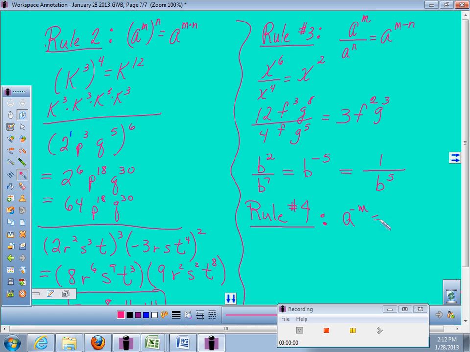Okay, so a to the negative m. What can I do if I don't want a negative power? This is saying 1 over a to the m. I can simply drop it to the bottom. So if you have a negative exponent, you can move it to the denominator and make it positive. Very handy rule. Incredibly useful. That is the rule right there, yes.